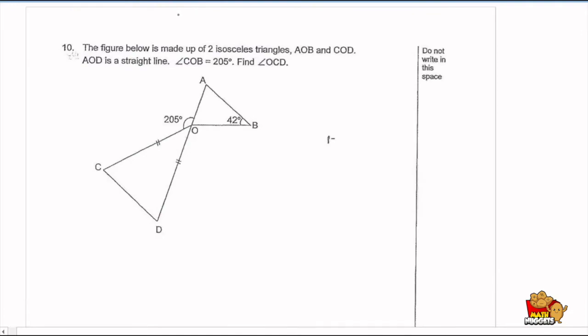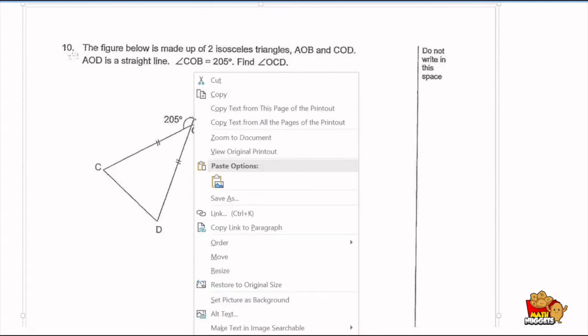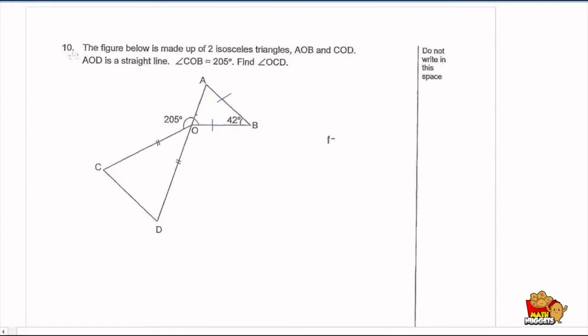Question 10, we have two isosceles triangles. So it's very important to label the diagram. This is isosceles as well. There is a mistake here. Angle COB is 205. So actually it extends all the way here. 205 is this whole thing. Alright, so we're trying to find angle OCD. OCD, this is what we're trying to find.